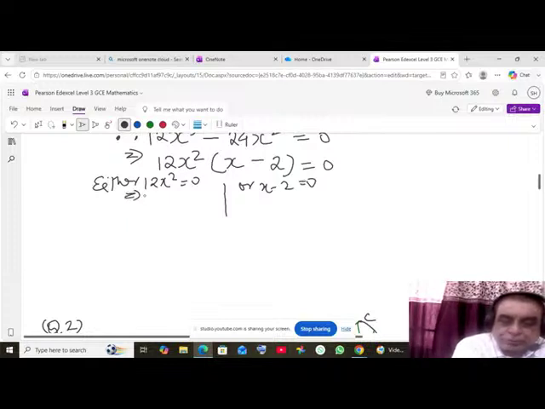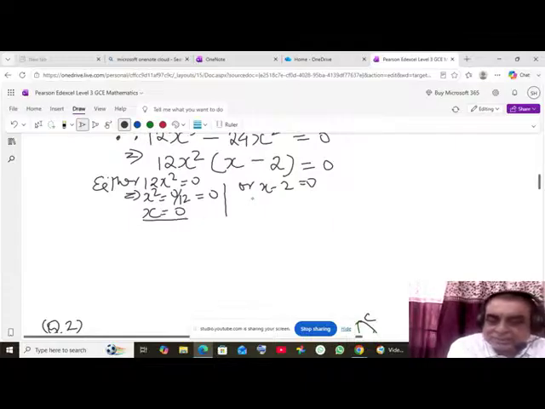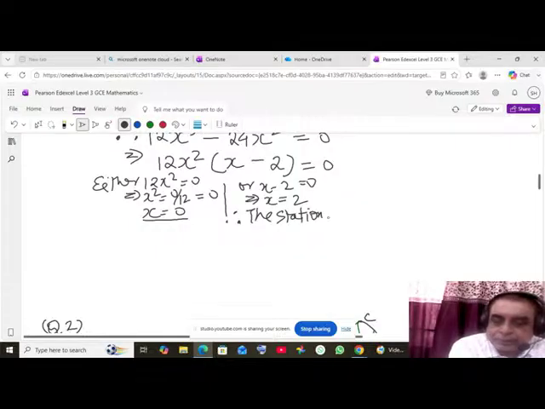So from the first, we are getting x squared value is 0 divided by 12, which is 0. So x squared value is 0. So x value will be also 0. And from the second, you solve, x value comes to 2. So the stationary points are here. X value is equals to 0 and x value is equals to 2.